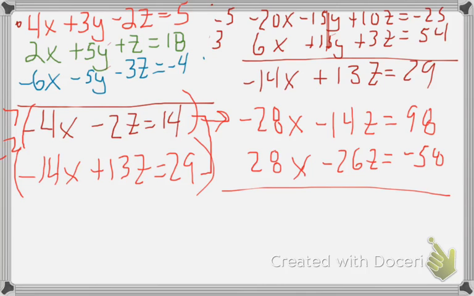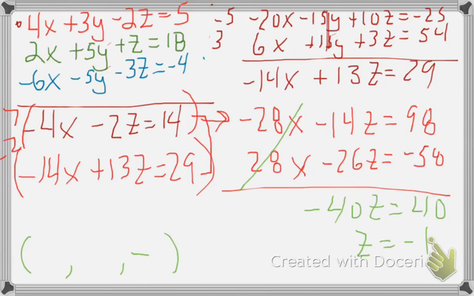Let me go down here and change colors. If we add these together, naturally the x's cancel out. Now we have negative 40z equal to 40. So in this case, z is equal to negative 1. This is what we call an ordered triple instead of an ordered pair. And now we know that z is equal to negative 1.